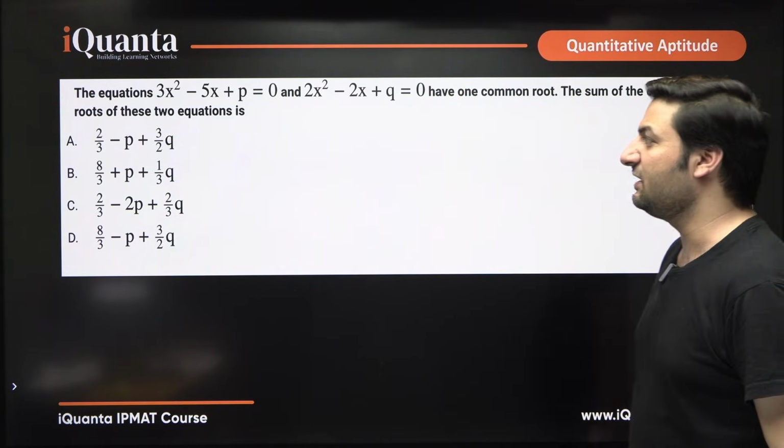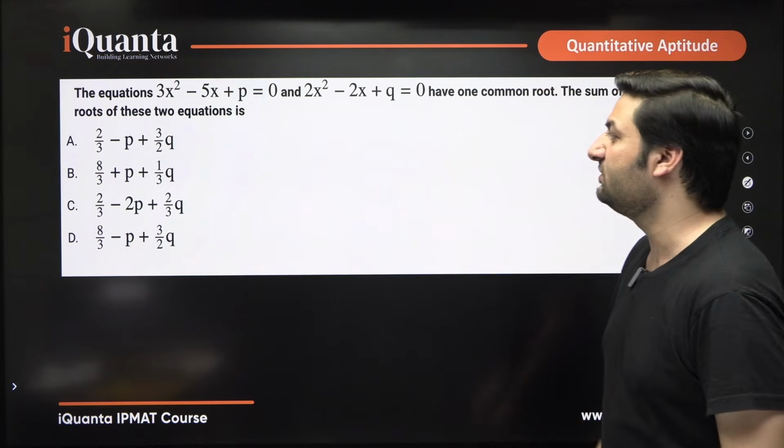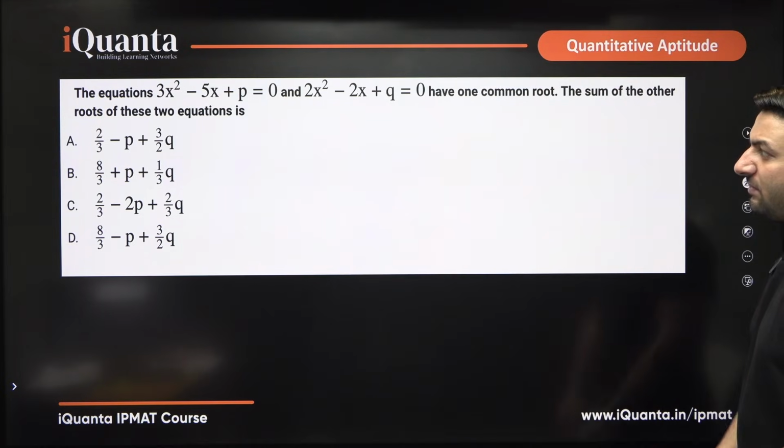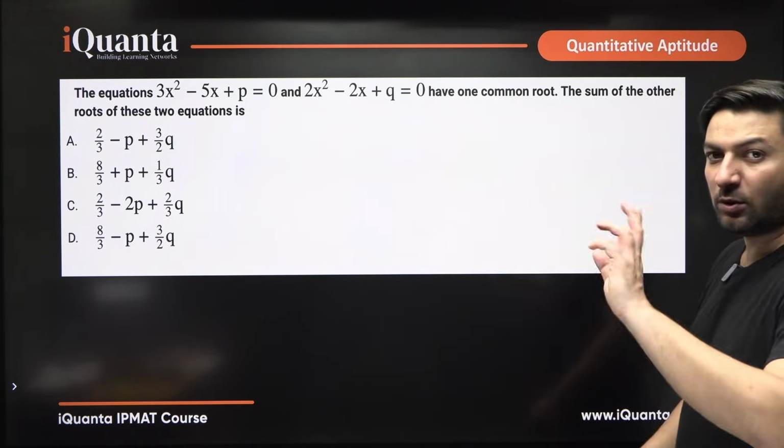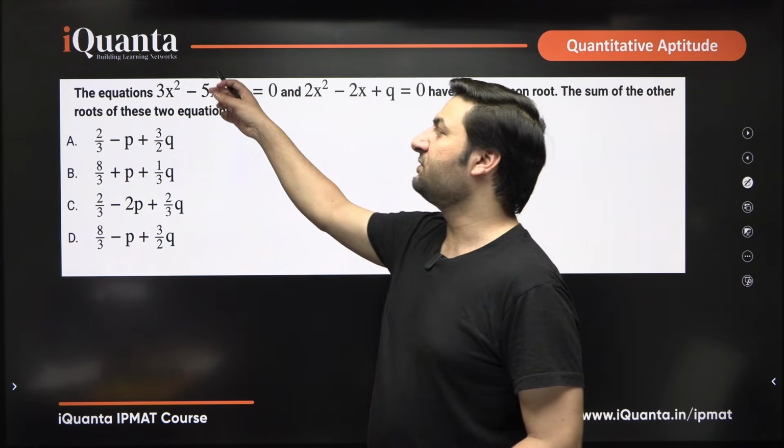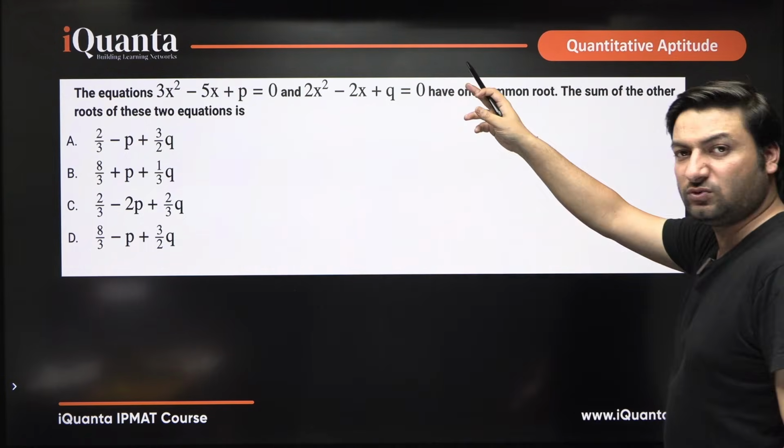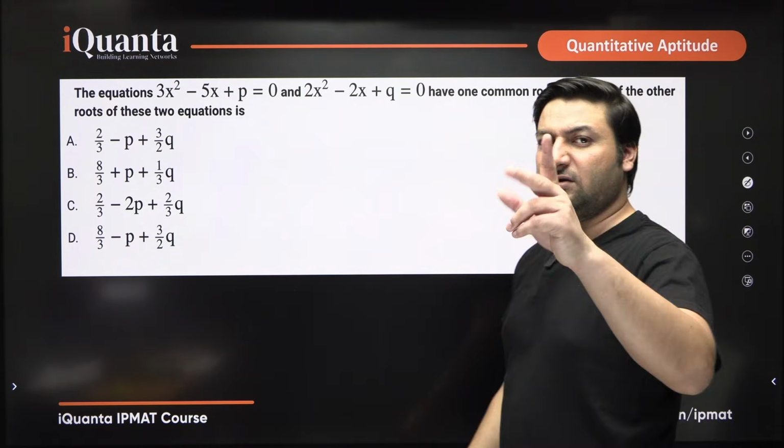This question says the equations 3x² − 5x + p = 0 and 2x² − 2x + q = 0 have one common root. Obviously, each is a quadratic equation, so it has two roots. One root will be common, the other two roots will be different.